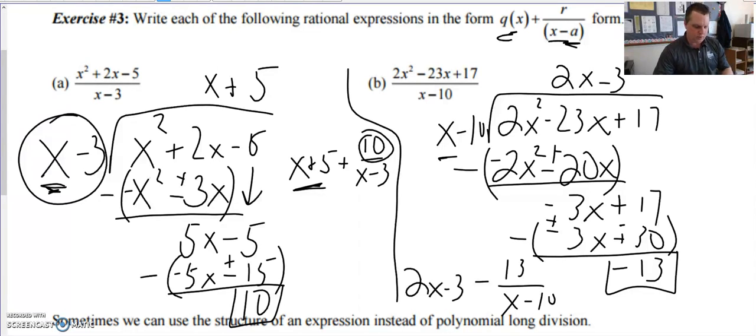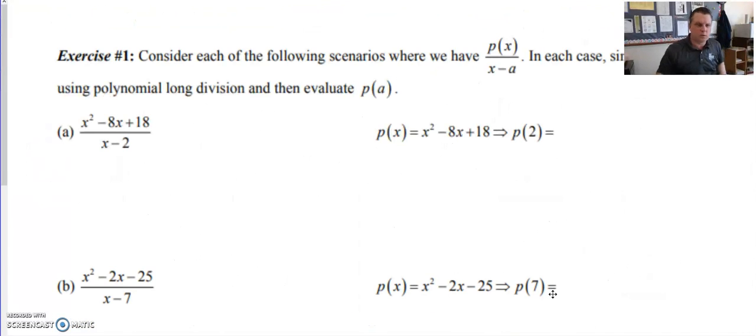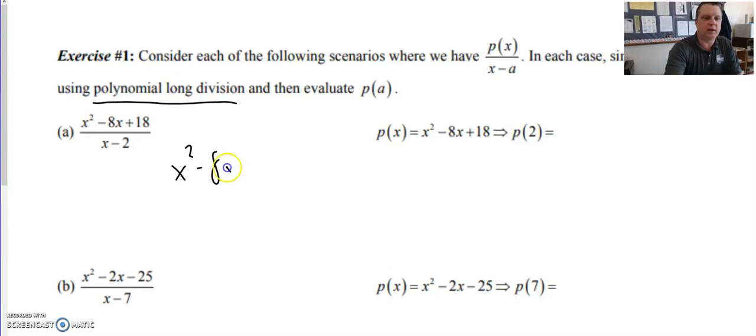All right, we are going to go on to lesson 11. So if you have to pause it, pause the video, and I'm going to get there as well. So here I am on lesson 11, and we're going to show you another value for the binomial that you are dividing by. So what it says first is to simplify the division using polynomial long division. So x squared minus 8x plus 18 divided by x minus 2.